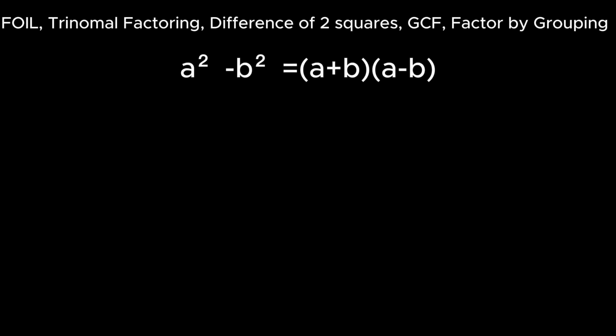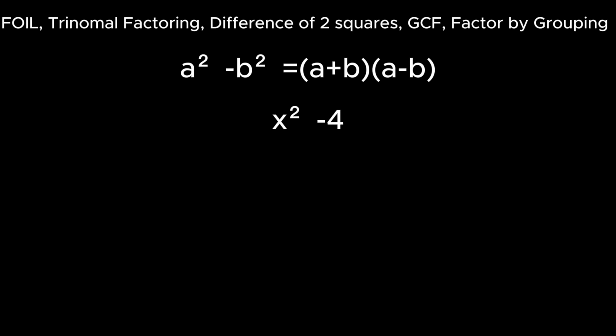Now we're going to learn about the difference of two squares. And the formula for this is a squared minus b squared is a plus b times a minus b. Now this might seem confusing at first, because there's only two terms here, but don't worry, we're going to do problems on this. So we start off, let's say our equation is x squared minus 4, okay?